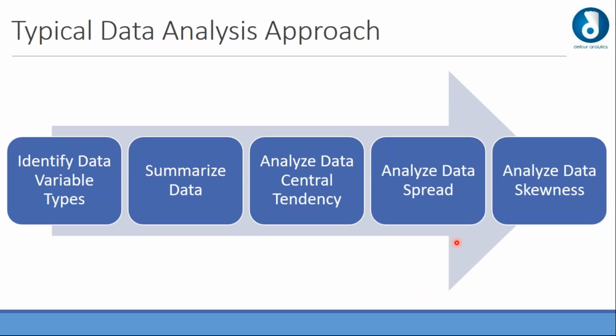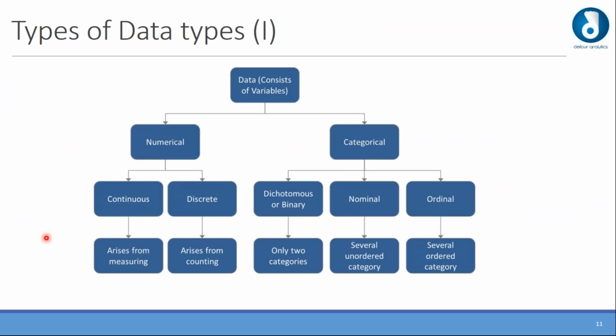Discussing the analysis, we first have to discuss the approach for data analysis. Whenever we have a data set in our hand and we want to analyze it, we have to go through a certain process. This block explains the data analysis process. It starts with identifying the data variable types, that is, which category they belong to.